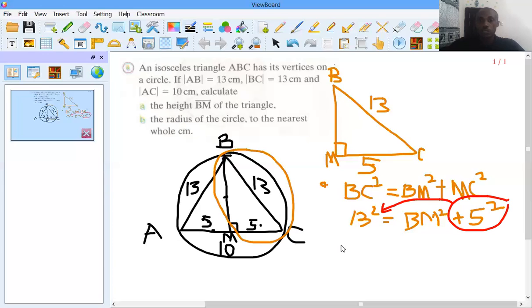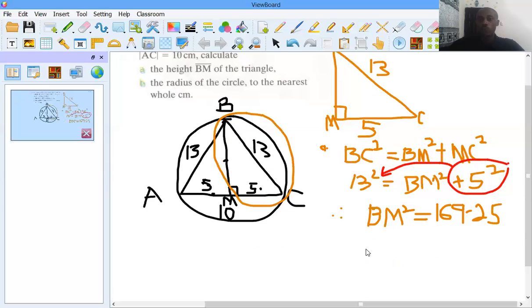So then that is therefore BM squared. I'm moving 5 to the left as I'm subtracting 5 from both sides. BM squared is equal to 13 squared, and 13 squared is 169. 169 minus 25. 13 squared minus 25 will give 144. So BM squared is equal to 144.